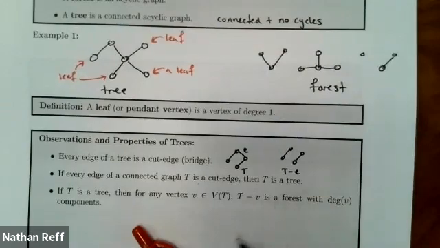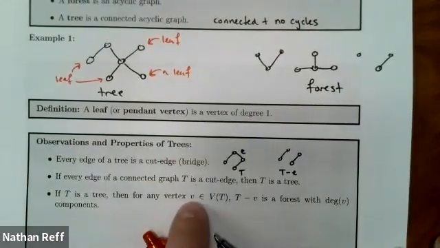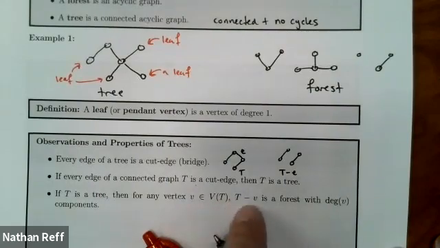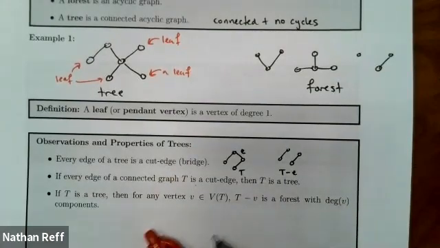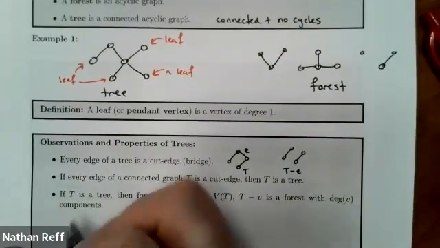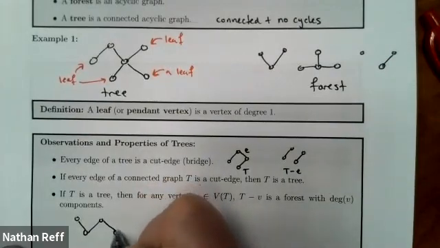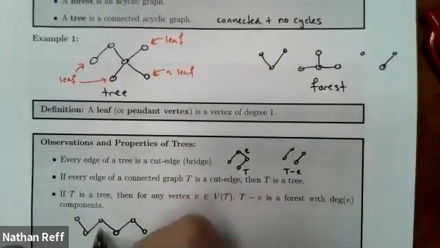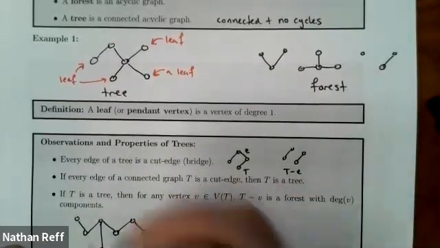Okay, next, if T is a tree, then for every vertex V in the tree, T minus V, deleting V, is going to be a forest with exactly the degree of V components. So that's how many connected components you would get. In order to get you to agree with this, let's just do an example. So let's say that I have this graph, and here's V.